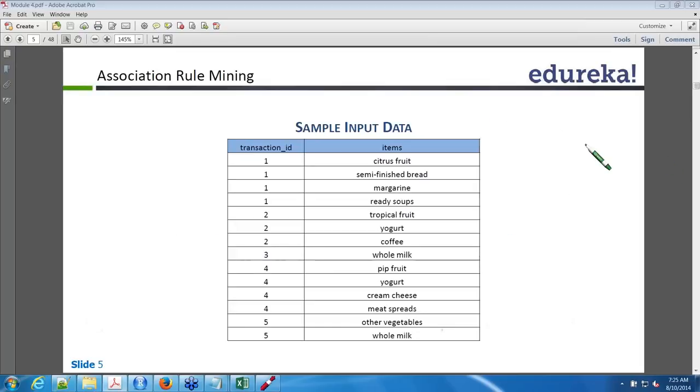Okay. So this is the sample input data. I have a different sample with a small set of data, but the concepts are the same. Whatever you apply to a large volume of data and a small volume of data, it's going to be the same.